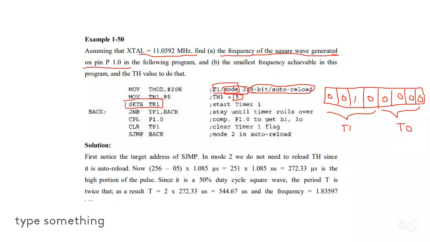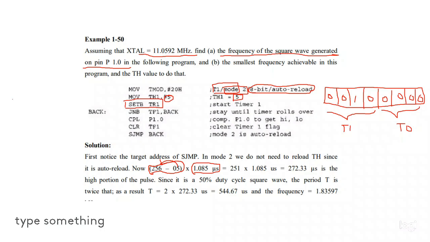First, notice the target address, short jump. In mode 2 we do not need to reload TH since it is auto reload. Now 256 minus 5. The question itself tells that we need to go for 5. The timer is starting from 5, and 256 is the maximum, so we need to subtract that from the maximum value and multiply by 1.085 microsecond.